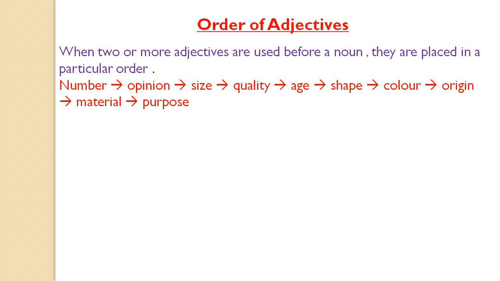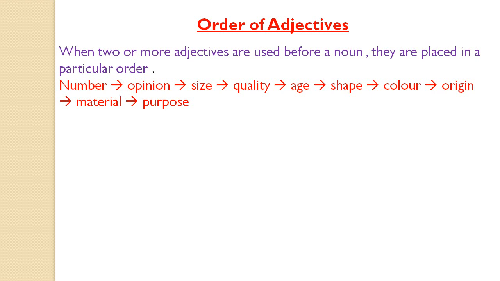कभी कभी किसी चीज़ की या किसी व्यक्ति की विशेषता बताने के लिए हम उसके लिए एक से अधिक शब्दों का, विशेषणों का या एडजेक्टिव्स का यूज़ करते हैं. उस कंडीशन में we should always remember the order of placing all the adjectives.